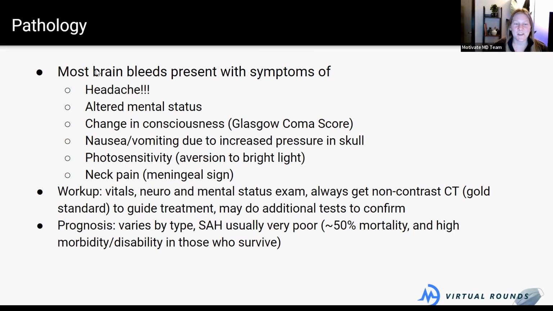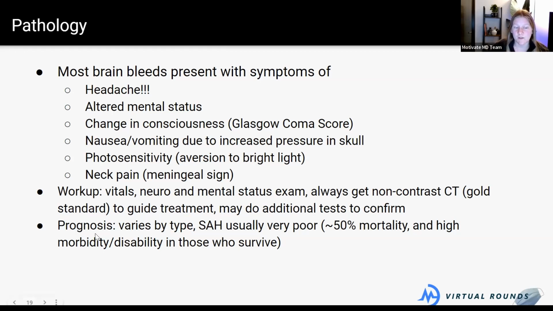But yeah, that's the presentation of brain bleeds typically. The workup that we would do for someone with a suspected brain bleed is to always check their vitals, do a thorough neurologic and mental status exam, and always get their non-contrast CT, which is again the gold standard for the initial diagnosis of a brain bleed. The CT angio is more specific to show the source of a brain bleed, but it's not the first line because it takes a longer time, and we want to get answers right now.